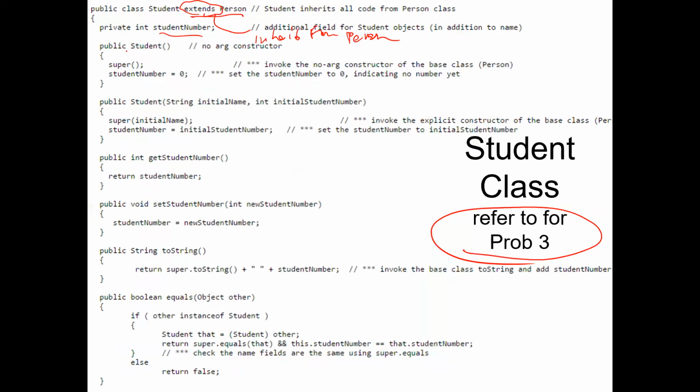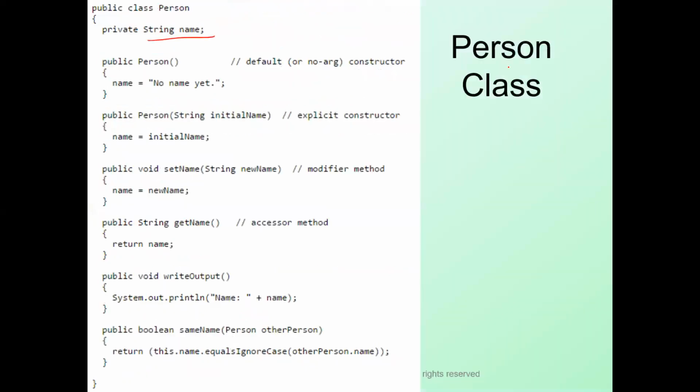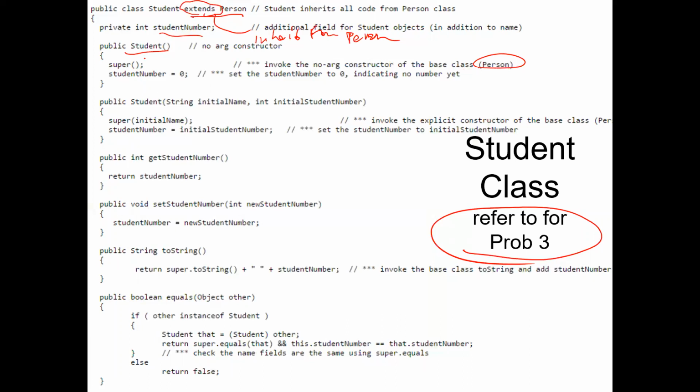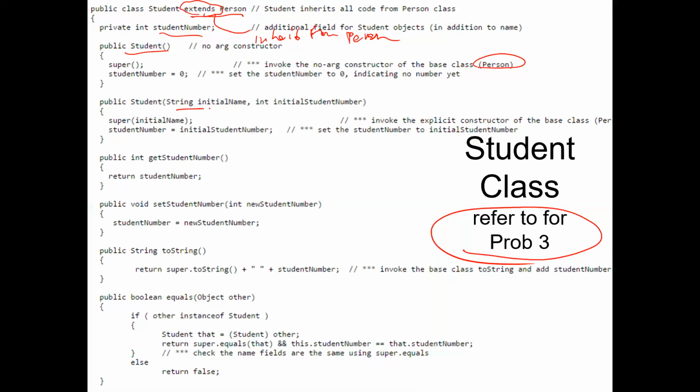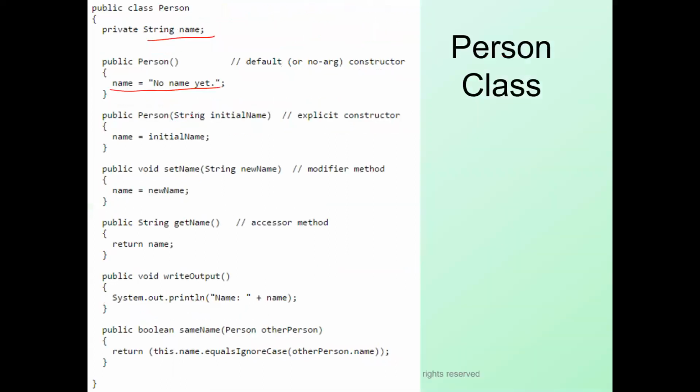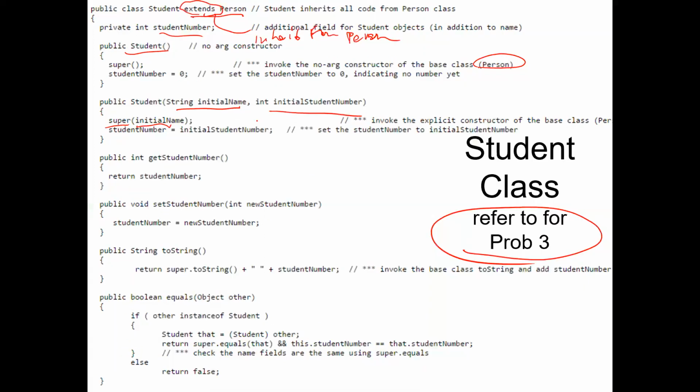Okay, so how do you do constructors then? Well, the student constructor is going to need to invoke the parent constructor because the person constructor has to be invoked as well. You can invoke the person constructor by saying super. The default student, which is the no-arg constructor here, is going to have a name of what? Can you see that? What's going to be the name of a default student? It's going to be the name of a default person, which is no name yet, right? But the explicit constructor for a student, which takes an initial name and an initial student number, will invoke the constructor of the parent with a parameter, and that invokes the explicit constructor of the person class, right? So that's how it gets an initial name. This is going to allow you to initialize a student with a particular name and a number.